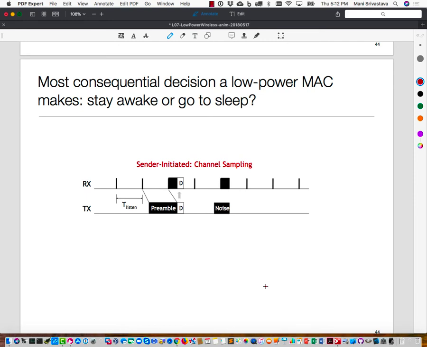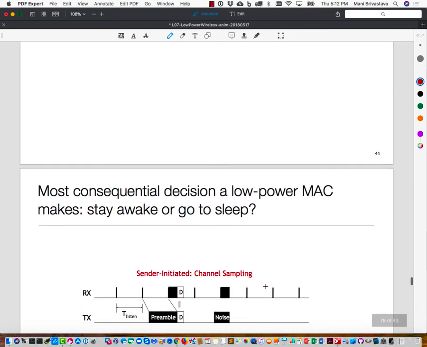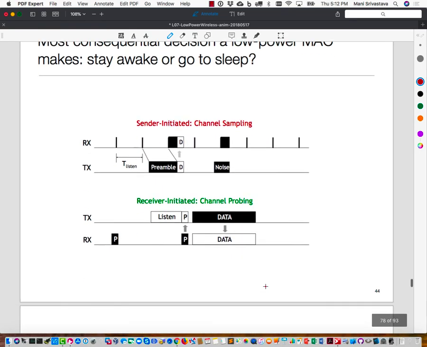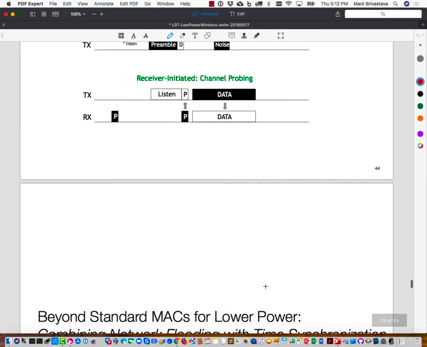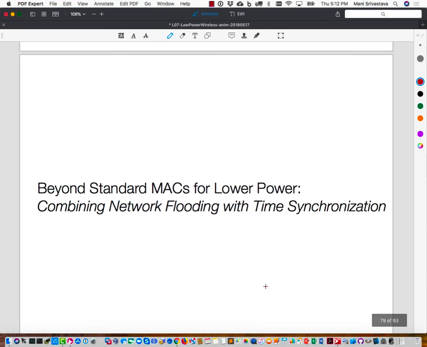Okay, so that was MAC protocols, and we saw sender initiated, which is pretty much 802.11 and Bluetooth, they're all sender initiated, and then this receiver-initiated concept, which is based upon channel probing, and not really part of any standard, but is a useful concept.